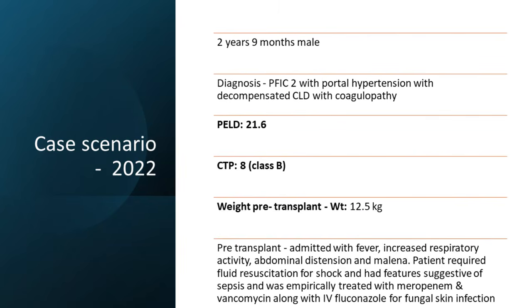Just one case scenario. We have a 2-year, 9-month-old boy. He was diagnosed with PFIC 2 with portal hypertension, with decompensated chronic liver disease with coagulopathy. His PELD was 21.6 and his CTP was class B. His weight pre-transplant was 12.5. So with that PELD, you know that the mortality is going to be high and you have to do a transplant. Now pre-transplant, this child got admitted with sepsis and abdominal distension, melena. And he was treated with meropenem, vancomycin, fluconazole.